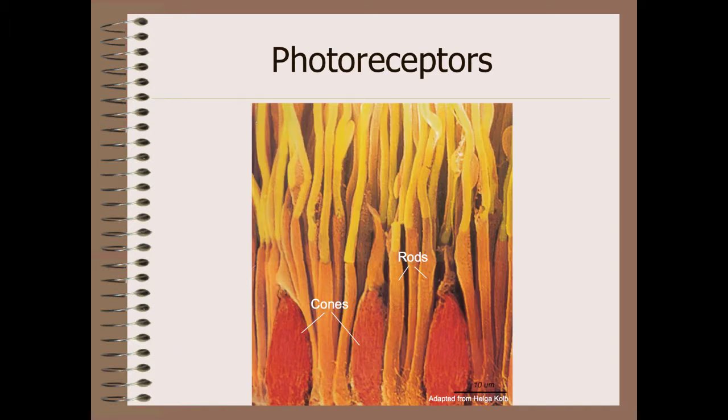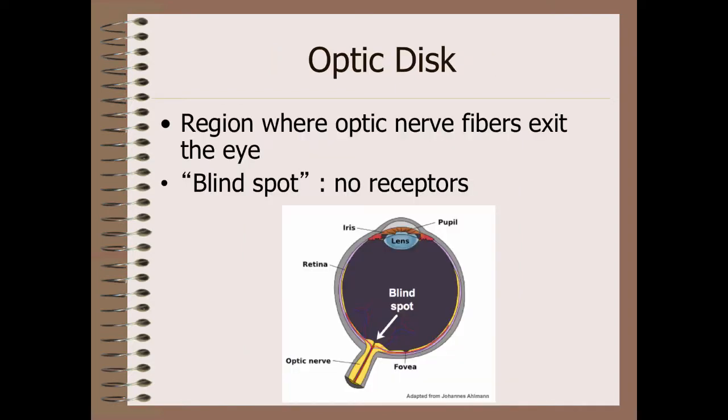Here we have a picture taken by an electron microscope of the photoreceptors of the retina. As you can see, the rods are actually rod-shaped and the cones cone-shaped. Since the signal from the retina needs to eventually leave the eye to reach the rest of the brain, we have what is referred to as a blind spot on the back of each eye. This is referred to as the optic disc and is the region where the optic nerve fibers exit the eye. It literally is a blind spot because we do not have any photoreceptors in this region.